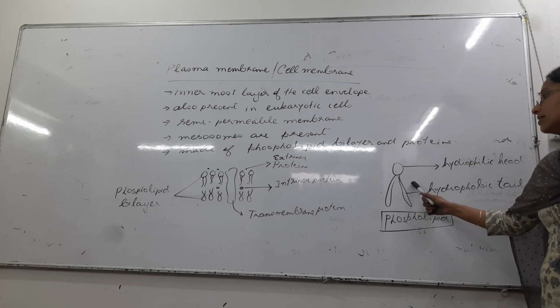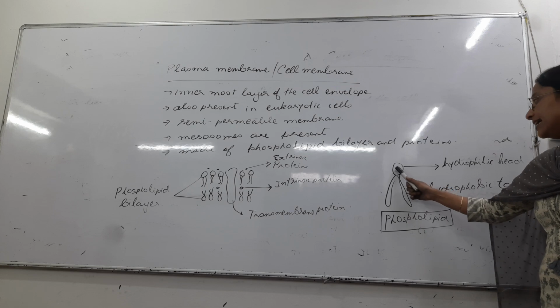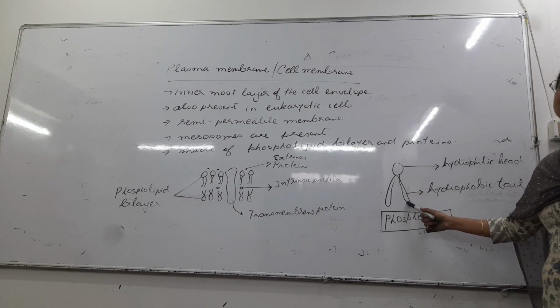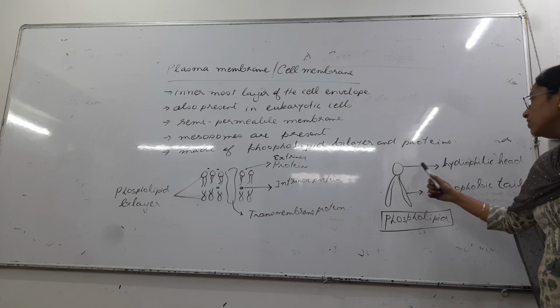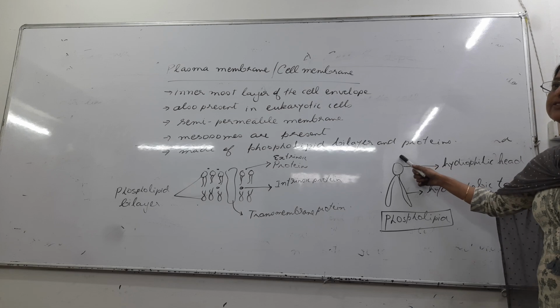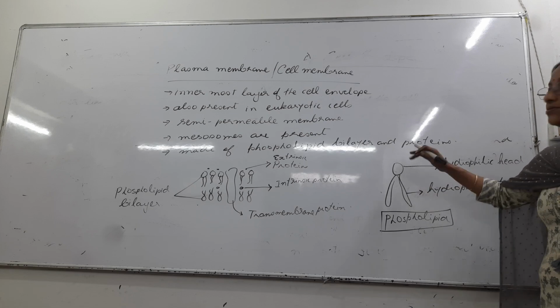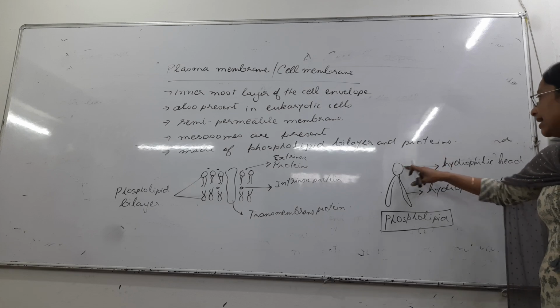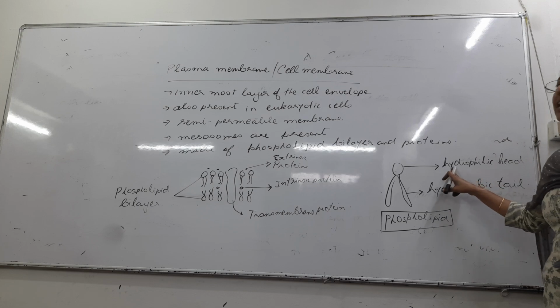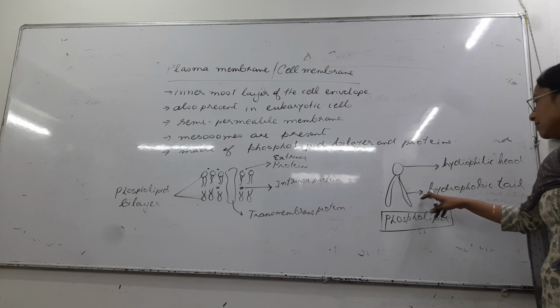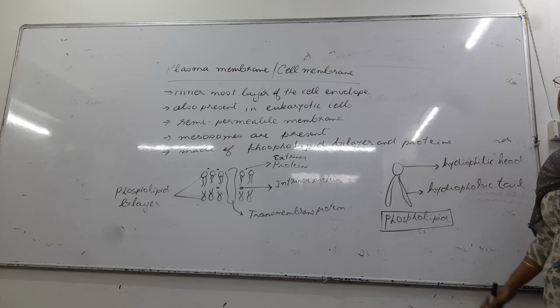Whenever we are talking about a single phospholipid, it has two parts. This is the head part, this is the tail part. Phospholipid has phosphorus and lipid, which together make up the molecule. So the structure looks like this. The head part is hydrophilic, and the tail part is hydrophobic.